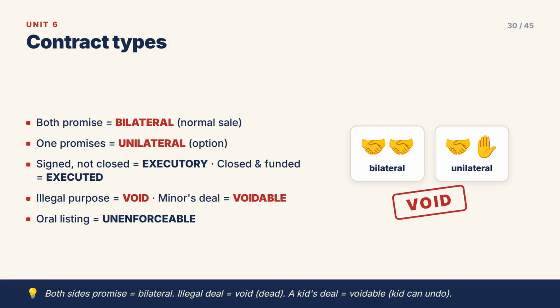Signed but not yet closed: executory. Fully performed, closed and funded: executed. An illegal purpose, a marijuana farm, a meth lab house: the contract is void. Dead on arrival, no matter what the parties want. A minor's deal is voidable; the minor can undo it at 18. An oral listing is unenforceable. It might be a real agreement, but no court will make anyone pay a commission on it.